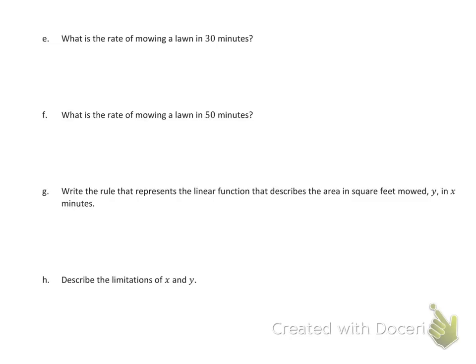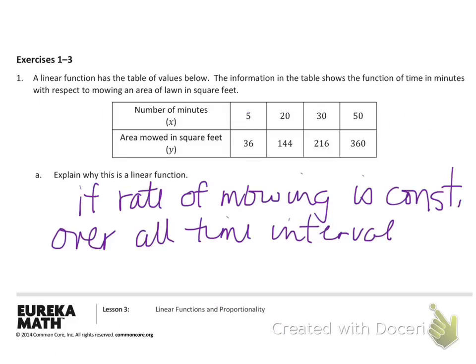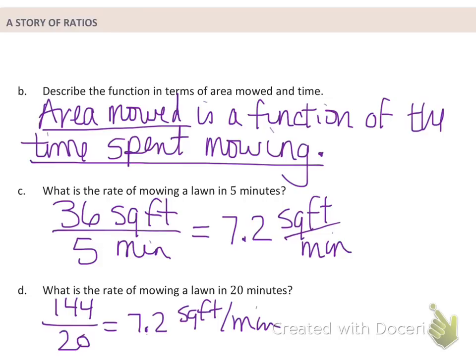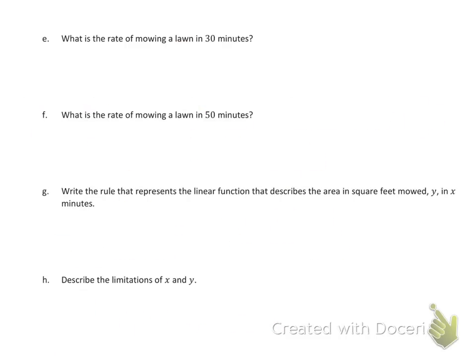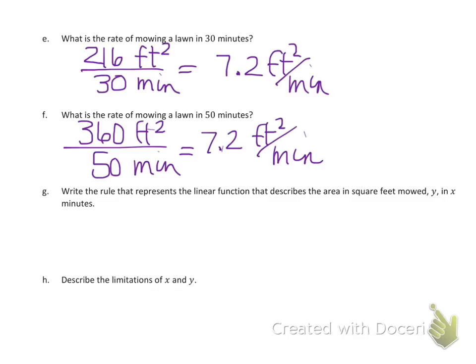Okay, we can do the same thing for 30 minutes. I'm going to go back and find the data. 30 minutes is 216, and 50 is 360. Okay, so there's the computation on the rate over the 30-minute interval and the rate over the 50-minute interval.